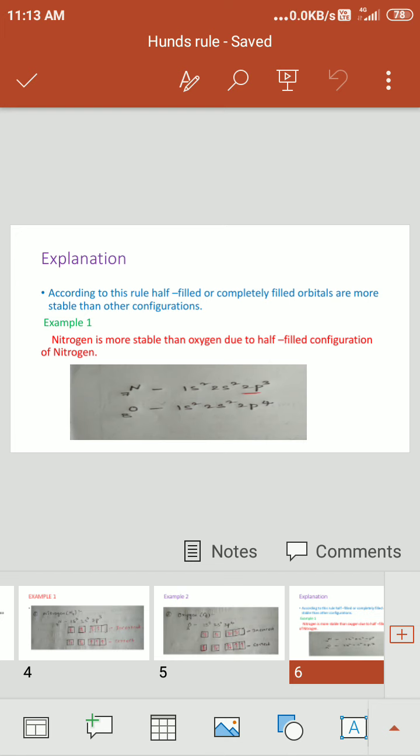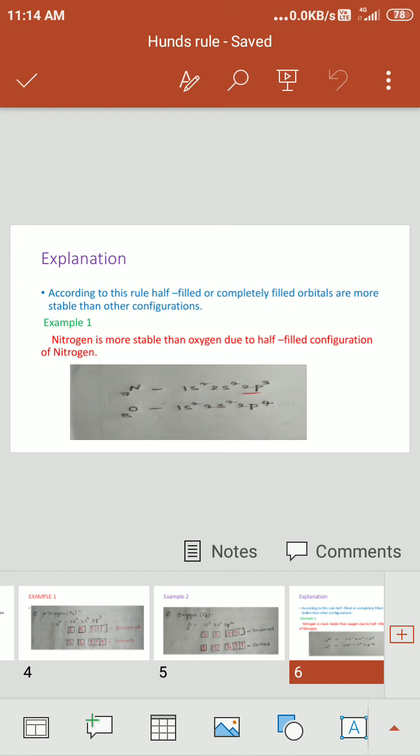So he also says that half-filled or completely filled orbitals are more stable than the other configurations. What is meant by half-filled or completely filled? For example, a p orbital can accommodate 6 electrons. Having 6 electrons in the valence shell is the fully filled configuration. What is half of 6 electrons? 3. 3 is the half-filled configuration.